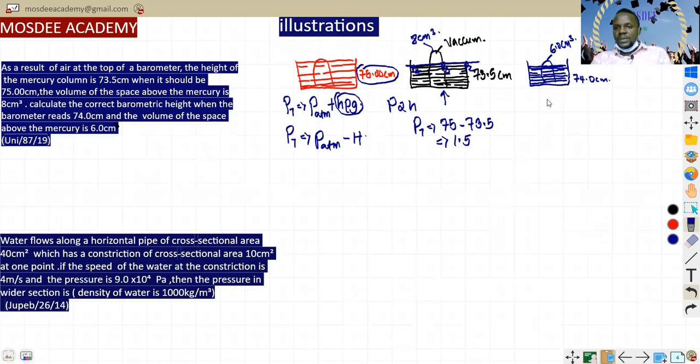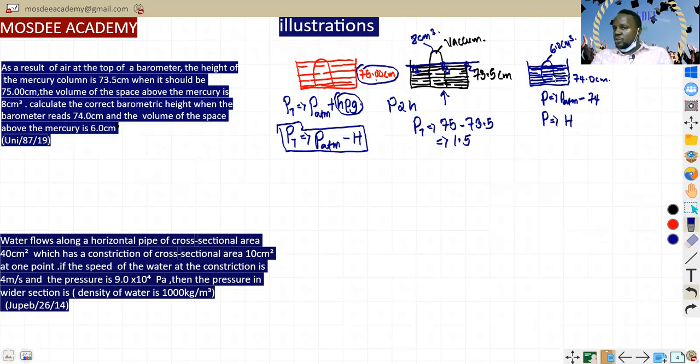Here, the same thing also happens. The pressure here will also be the atmospheric pressure, which we take as H, minus the height of this, which is 74. I'm using the same formula, so you can always follow this to understand the concept. The height we consider for this was 75, which was the initial value without any space, and the height here was 73.5. We take the subtraction, knowing pressure will be the same at any point.